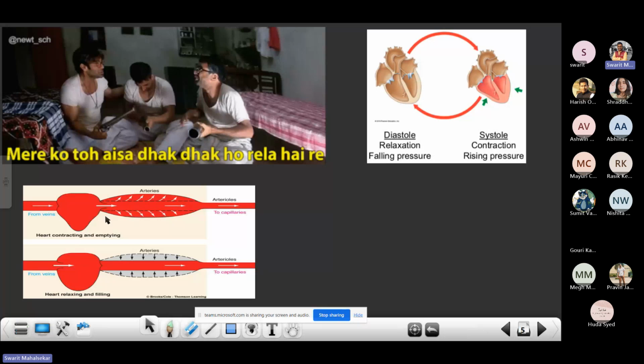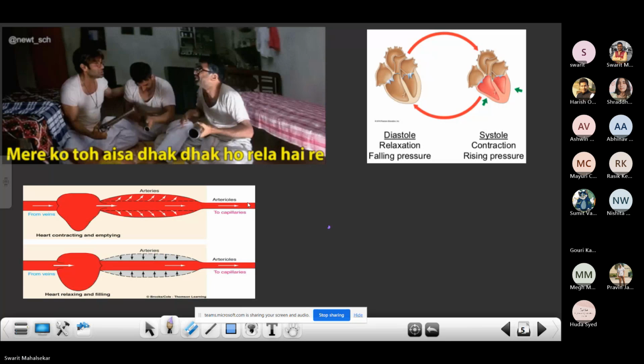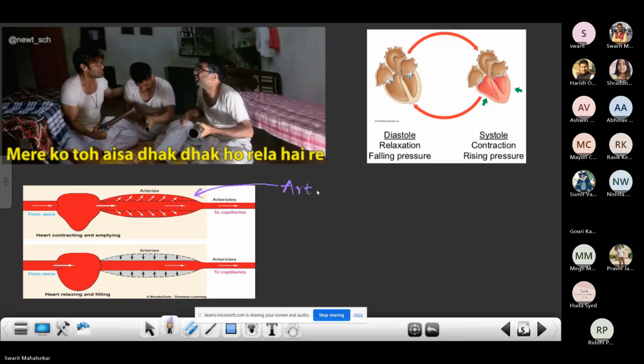Now you just see this part. You can clearly see that the shape of the arteries is completely deformed. That means it has expanded. So let me just write over here: this part indicates that my artery is swelled or it is expanded. Okay, it is swelled or it is expanded, right?